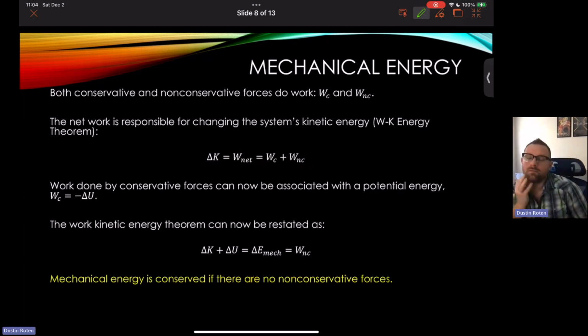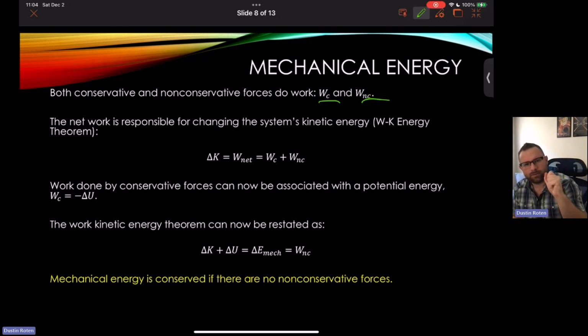Okay, well, we've talked about mechanical energy before, where that's just kinetic plus potential, and that's the mechanical energy of the system. But both conservative and non-conservative forces can do work and can change the mechanical energy of the system. So we do have conservative and non-conservative forces.